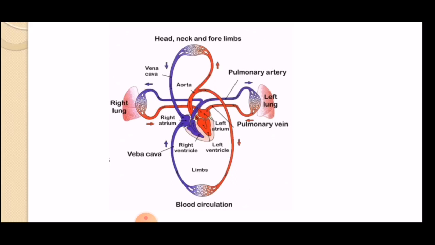Number 3, the right ventricle contracts, pumping the blood to the lungs through the pulmonary artery. We said that the pulmonary artery carries blood rich with carbon dioxide, deoxygenated blood, to the two lungs.